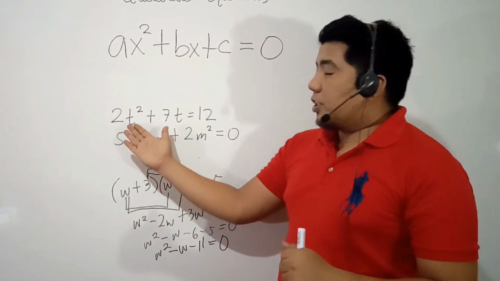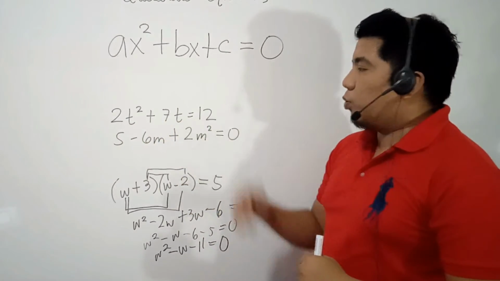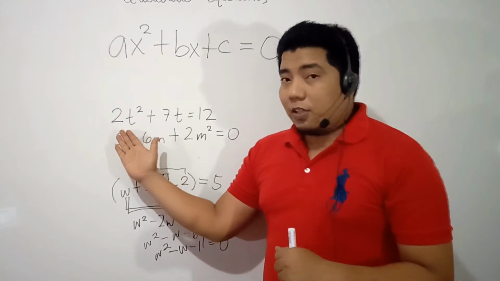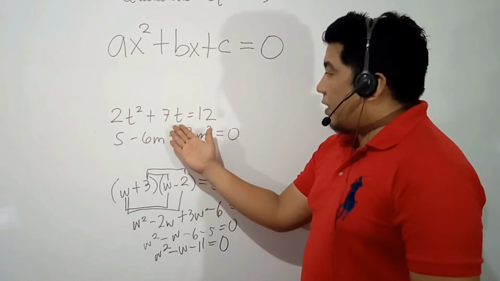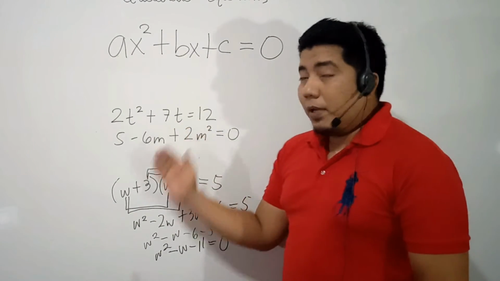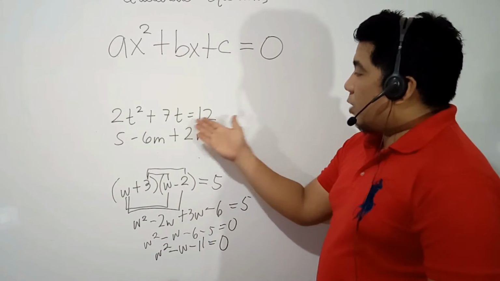Okay, now let us check our first example. We have here 2t squared plus 7t is equal to 12. Our quadratic term is already in its place, the first term. Our 7t, which is the linear term, is already in the middle. Check. Now let's check here, is equal to 12.